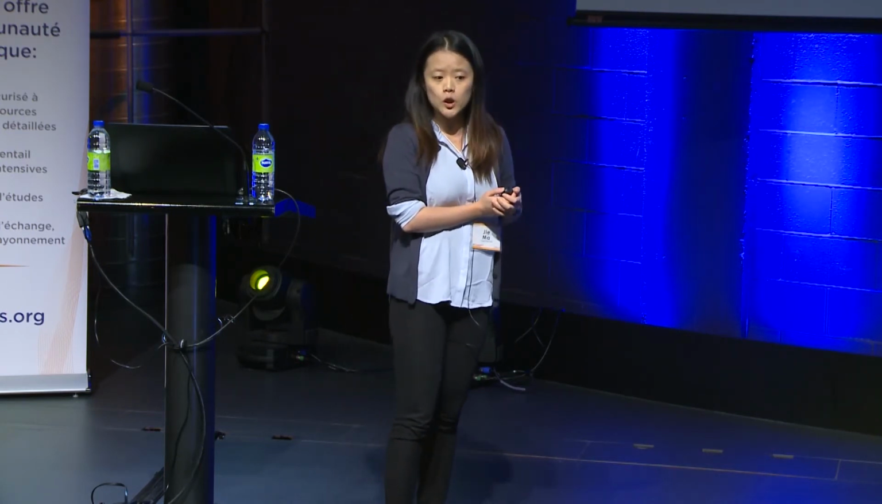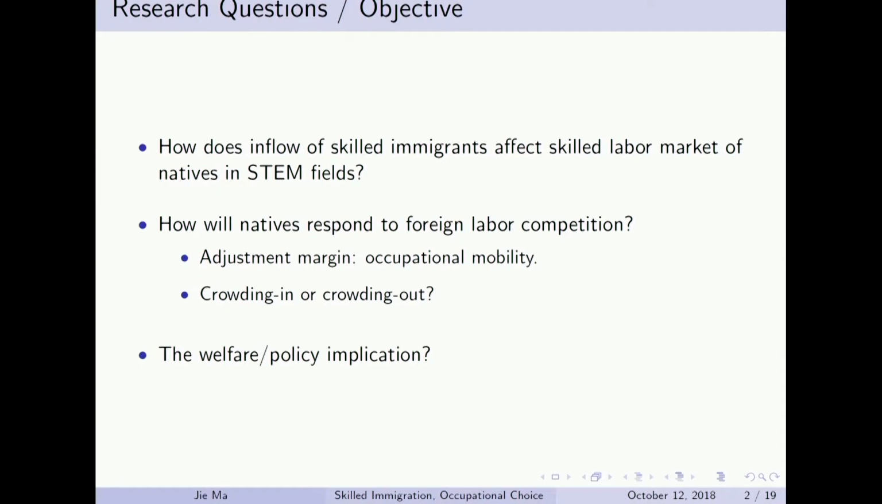So this paper is going to answer the following questions. I'm going to study a specific market, STEM occupations in United States for high-skilled workers. I want to see what exactly the impact of immigrants is on those native workers. Then the next question is, I want to move a little bit further: how do native workers respond to this foreign labor competition?